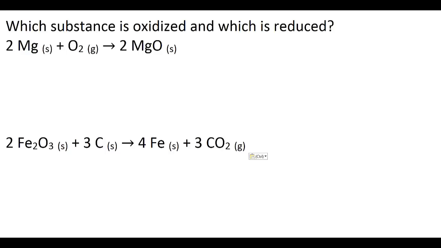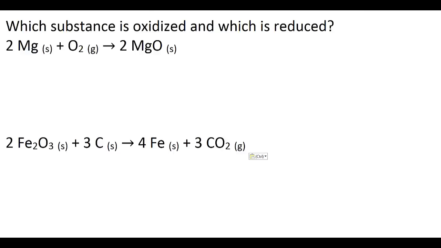In this video, I'll show you how to find the oxidation number for a variety of different elements so that you can determine which substance is oxidized and which is reduced in a chemical reaction, and specifically in an oxidation-reduction reaction. So the first equation here shows two magnesiums in solid form reacting with one oxygen gas molecule to give you two magnesium oxides in solid form.